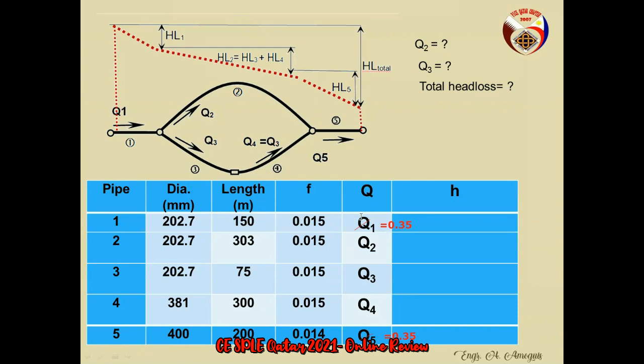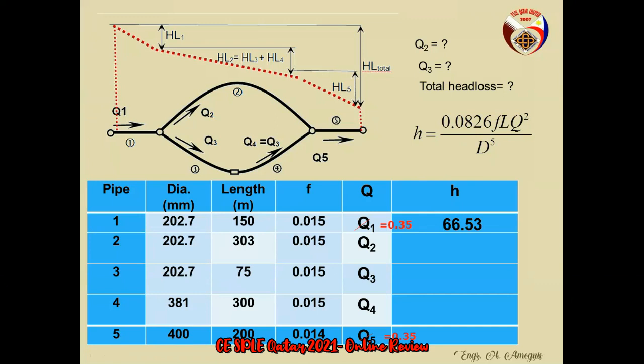So plug in the Q1 of 0.35, 0.15, 0.015, 150, then the diameter, 202. Our equation should be in meters, so when you plug into the equation, it should be in meters: 0.202. So 0.0826, 0.015, L is 150, Q is 0.35, divided by 0.202 raised to 5, you have 66.53. Then the same for pipe 2.